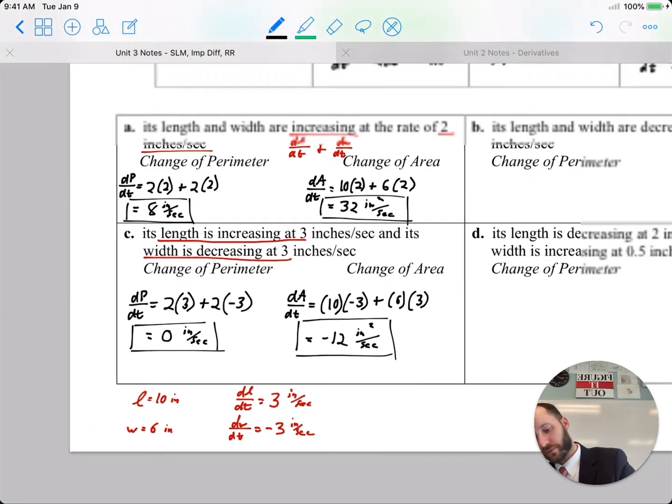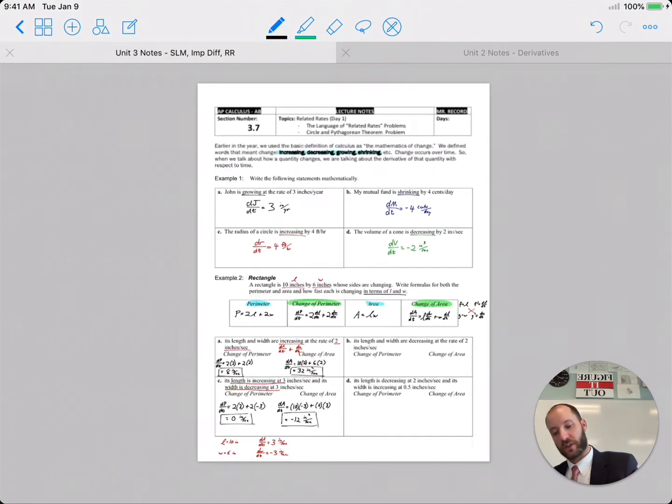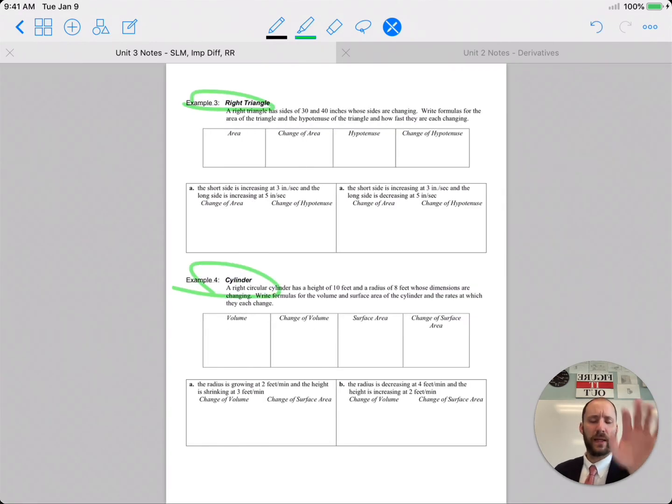Alright, so kind of an introduction to related rates. Take a look at the rest of example 2, then example 3 and 4. So example 3, look at that also. Example 4, look at that also. And just look at those. The rest of the examples in the notes, we'll look at in class, okay?